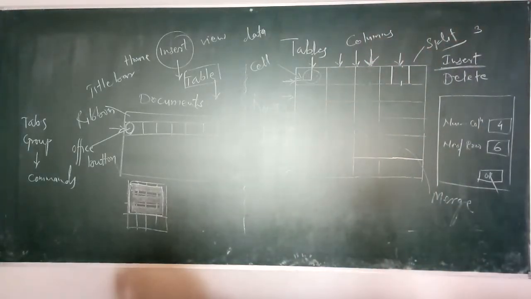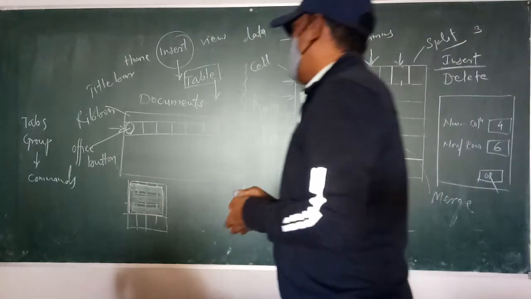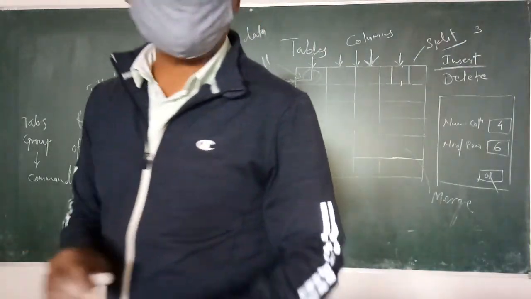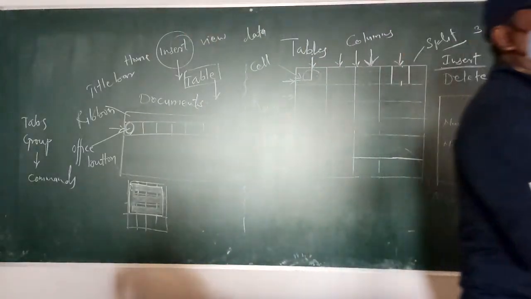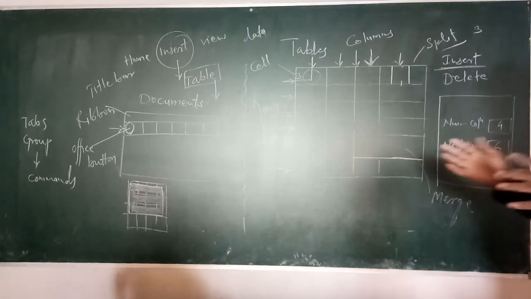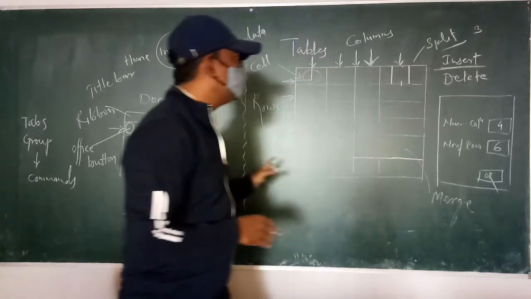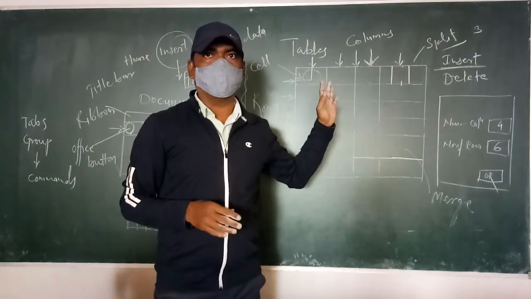Understood? Yes. 2 options: Split and Merge. So understood all these things? Yes. In this way you can create tables and format your tables. Next time whenever our period is there, we will do all these things practically. I will show you practically how to format this table.